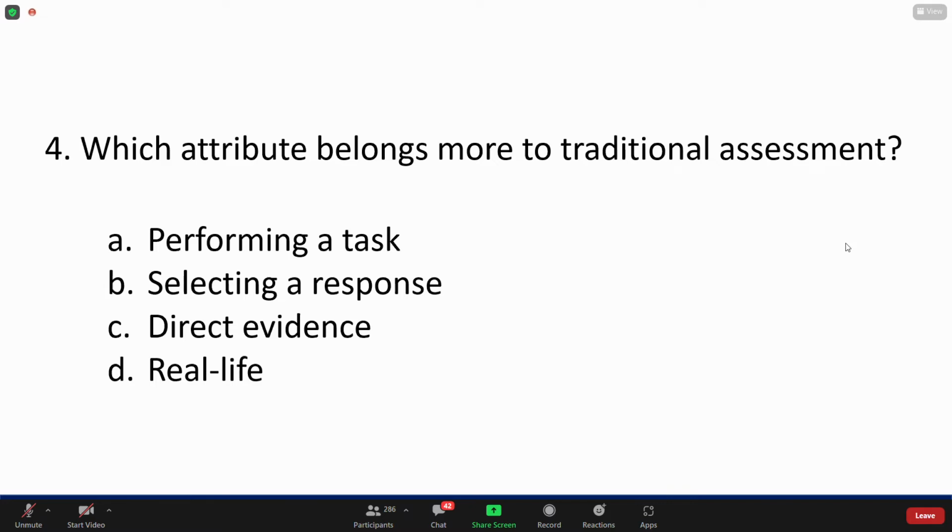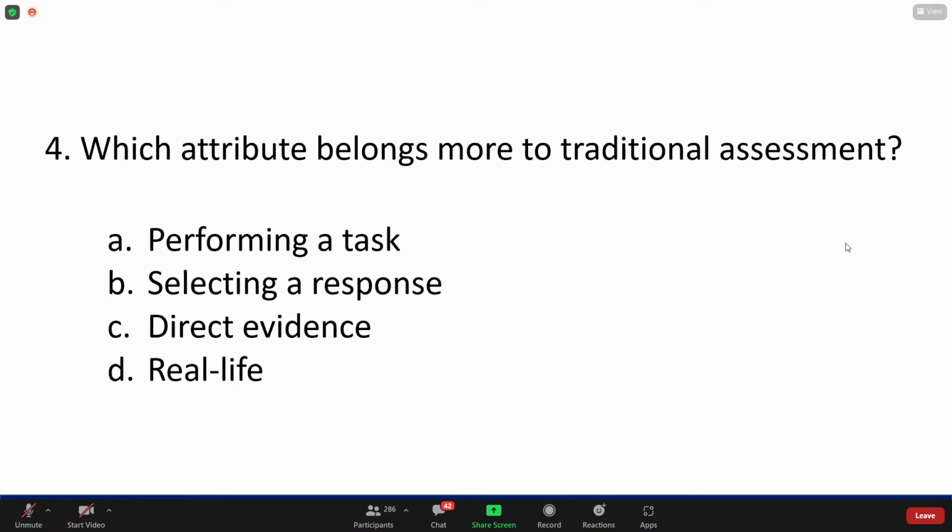Rodmar Bandoho, BPED 4A. Mr. Bandoho, unmute yourself. Yes, sir. Okay, read and answer. Number 4. Which attribute belongs more to the additional assessment?